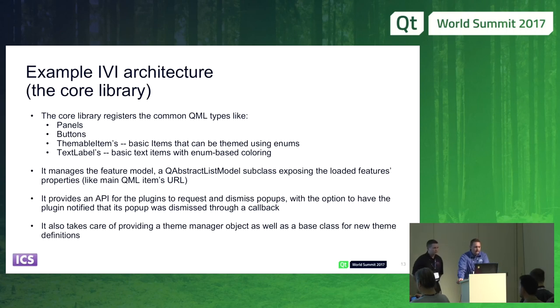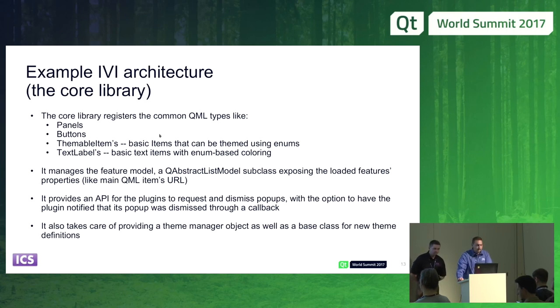So the core library provides some very simple QML components. A panel, that's basically a background item that's used by both pop-ups as well as buttons. We also provide two button types, an icon button and a text button. Then the themable item, that's our convenience class that lets us use enums to stylize an item. So basically, the enum is used to select a style from our theme manager. And the same goes for the text label. It's just a convenience class that lets us pick a certain color based on an enum.